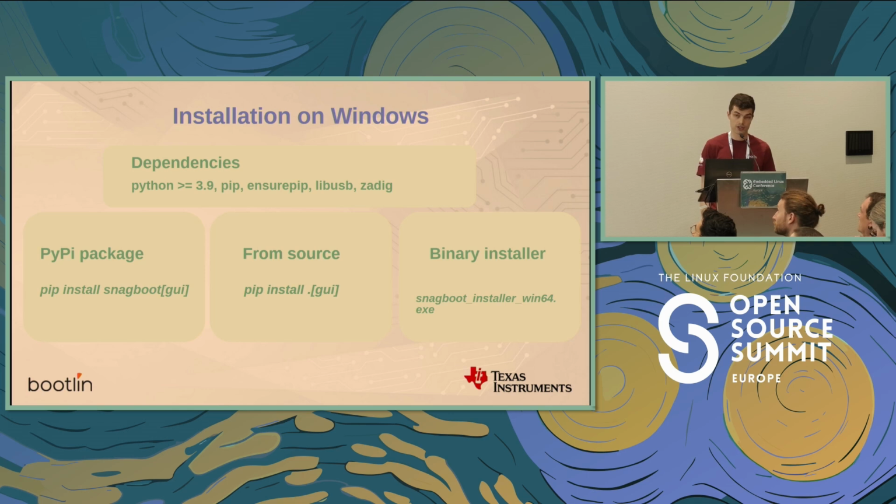On Windows, things are actually pretty similar. We just have this additional dependency here, Zadig. This is not actually a full runtime dependency of Snagboot, but you'll see later that we rely on it to handle and manage USB driver binding to devices. There's the same PyPI package. The installation process is very similar. You can run this in PowerShell.